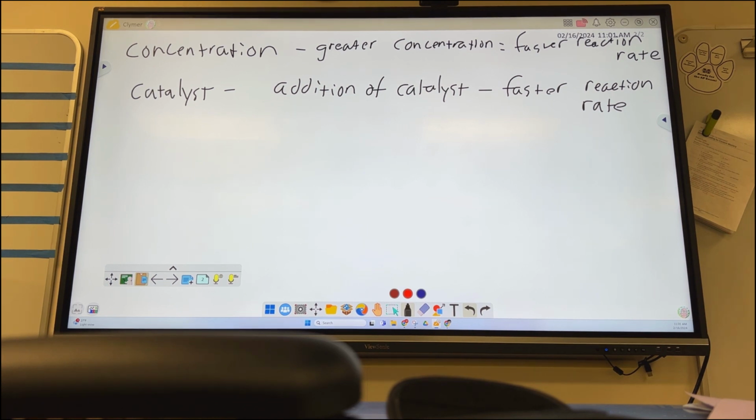Right? So concentration matters. Now, if those particles are more likely to run into each other, because there's more of them packed into a space, again, that is why you would have a higher reaction rate. What about surface area?